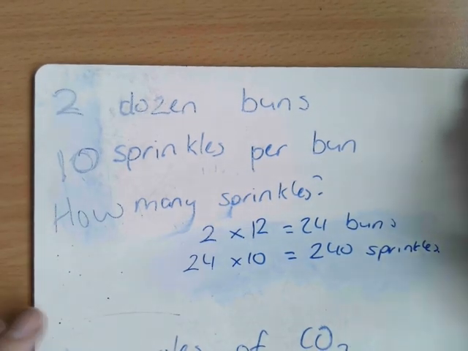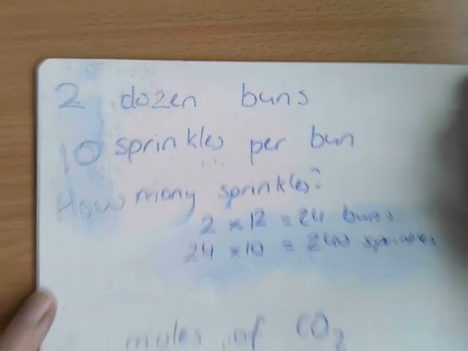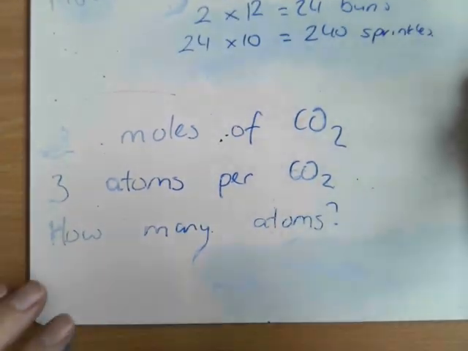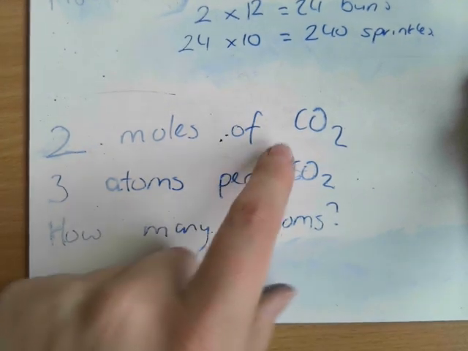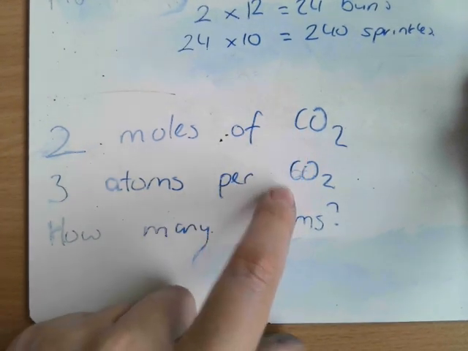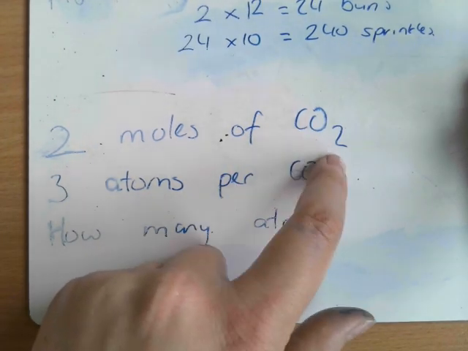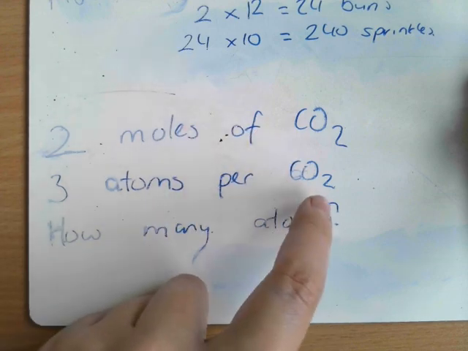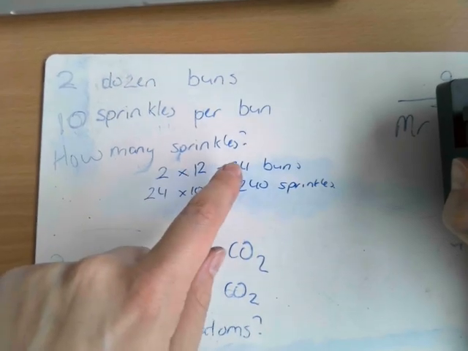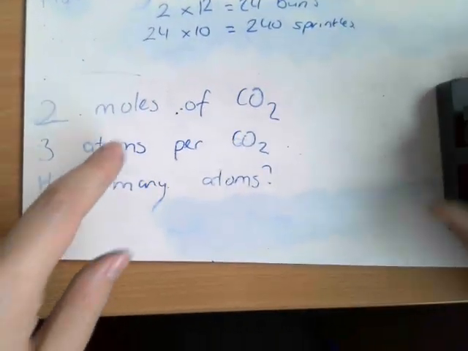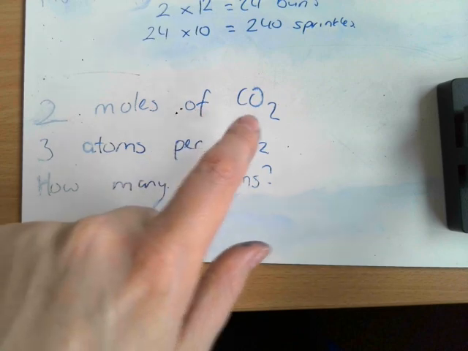We're going to do exactly the same thing but with a chemistry question. I'm going to tell you that you've got 2 moles of CO2. Each CO2 is made of 3 atoms. I've got 1 carbon and 2 oxygen, so each CO2 has 3 atoms. How many atoms do I have in total? Well, up here, the first thing I wanted to do was work out how many buns I had. And down here, the first thing I'm going to do is work out how many CO2s I have.